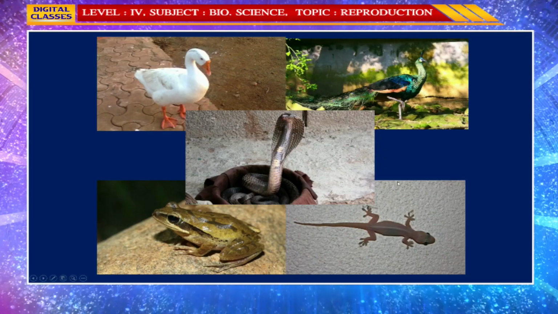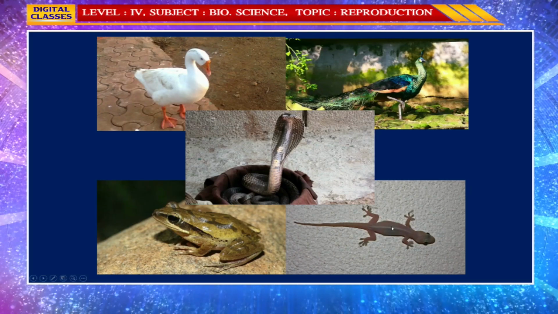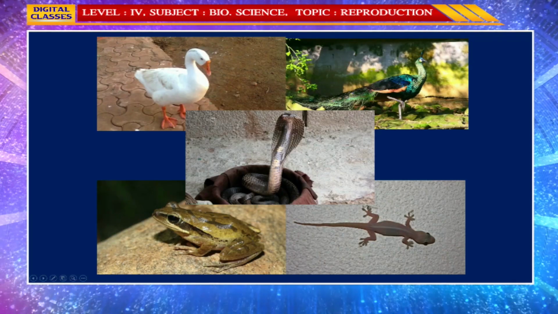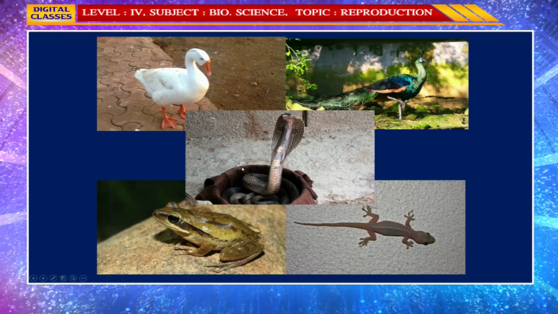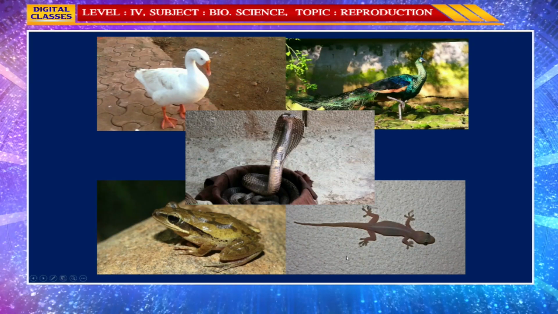If you look at these pictures, here you cannot see any hair on their skin. Do you find any hair on their skin? No. So, these animals do not have external ears also. So, such type of animals are called oviparous animals.